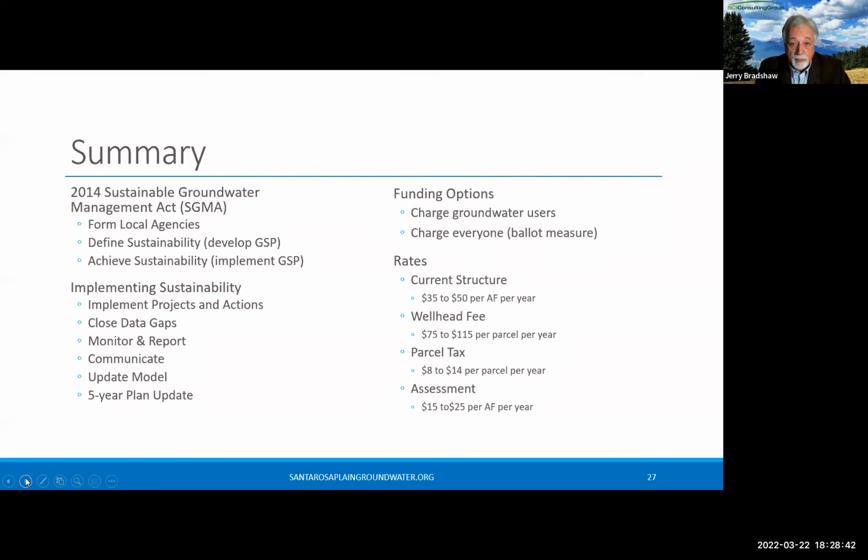The funding options, again, charge groundwater users their fair share of these costs, or charge everyone in the basin, although each one of those options requires a ballot measure and voter approval. And the rates, as we just saw, would range in the current structure from $35 to $50 per acre foot per year, which equates to $18 to $25 per residence. The wellhead fee, a flat fee of $75 to $115. The parcel tax a little lower at $8 to $14, and a benefit assessment in the $15 to $25 per year range. So that's a summation of some of the information we've thrown out tonight.